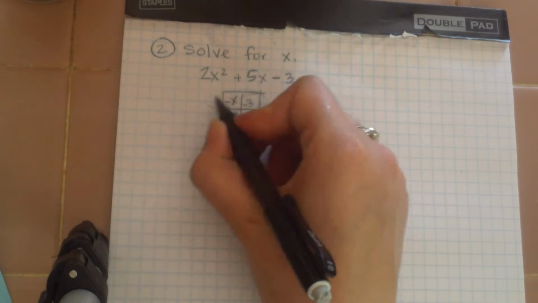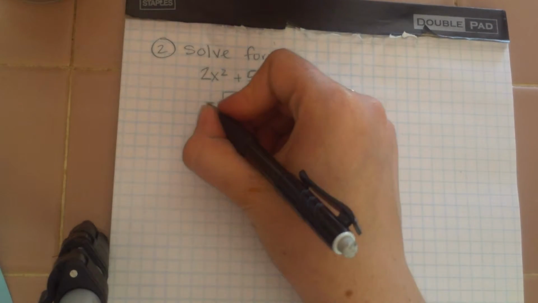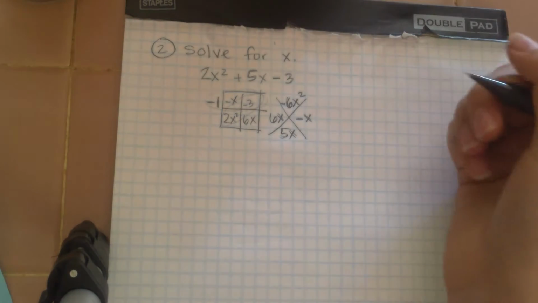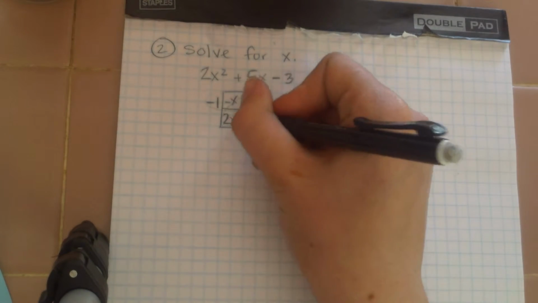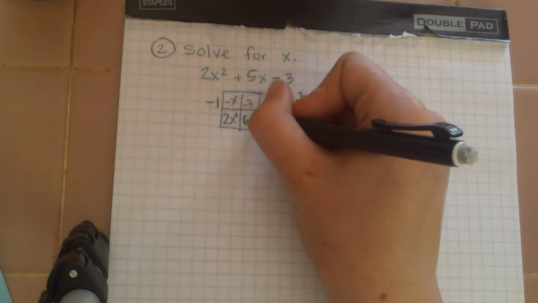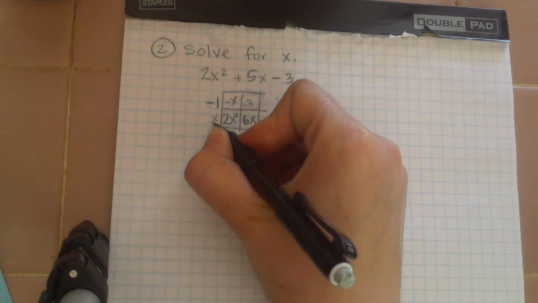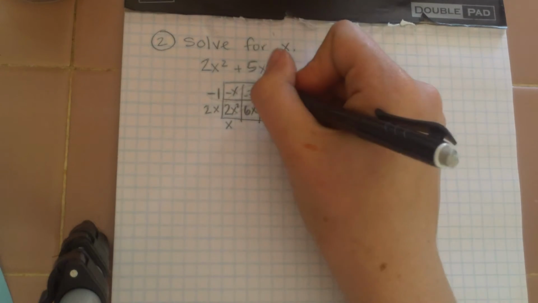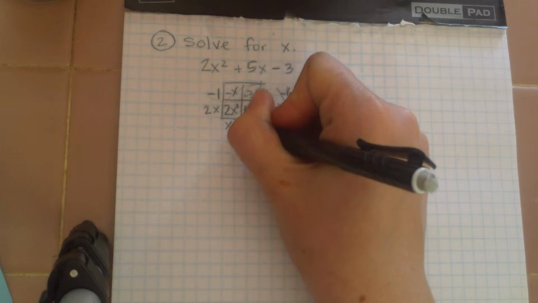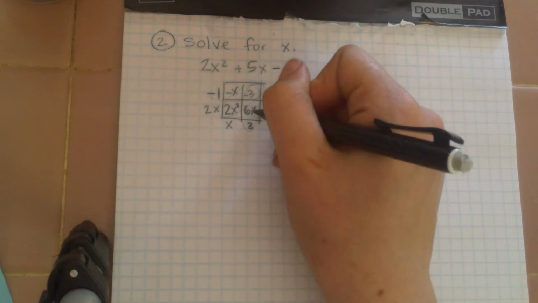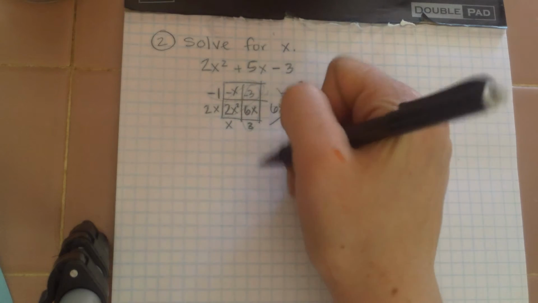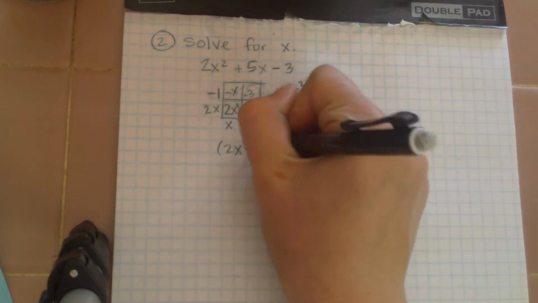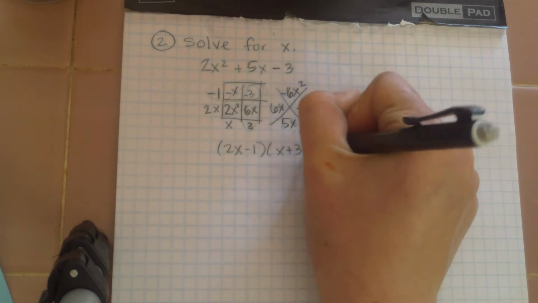Looking at this, what do these have in common? They have a negative in common. 3 doesn't have anything in common with x, so it's just a negative 1 that they have in common. Here, 2 times x squared, and then 6 times x, we end up having an x in common and also a 2 in common. And then this side is just x, and here we have in common a 3. And double check, 2x times 3 is 6x, 3 times negative 1 is negative 3, and we have our factors. So we have 2x minus 1 times x plus 3 equals 0.